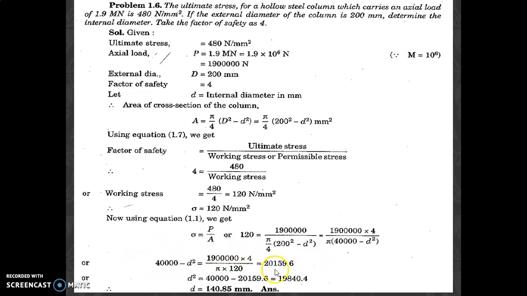While making the calculations you should make them properly, without any wrong calculation. This 120 into this denominator is equal to this numerator. Likewise, simplified terms we will have to go for. So let us multiply by this denominator here. Then bring this 120 here in this denominator and simplify the terms.